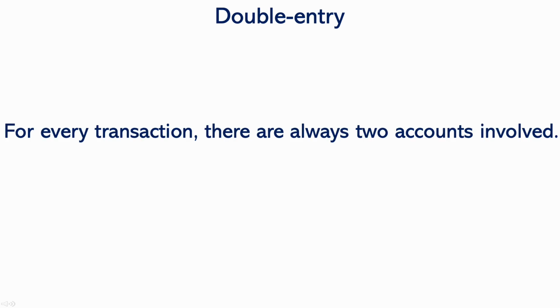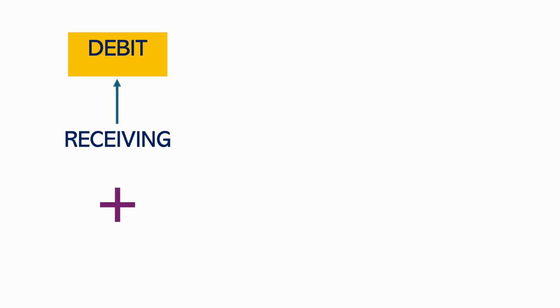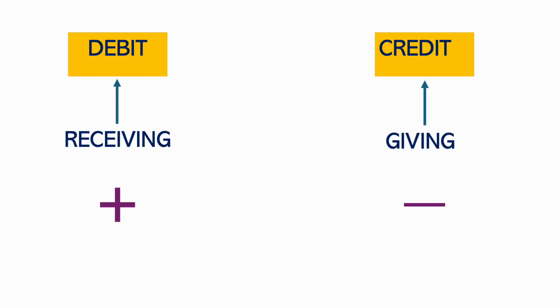To understand double entry, you need to note that for every transaction, there are always two accounts involved, a credit account and a debit account. To better understand what a debit account is in a given transaction, you need to remember that a debit account involves receiving or an addition, and on the other hand, a credit account involves giving or a subtraction.